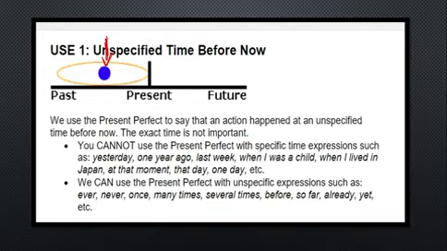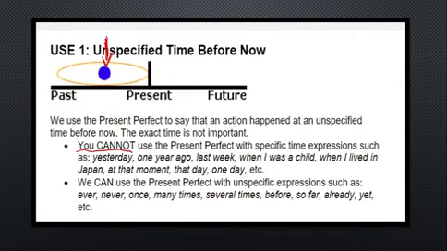Well, we use the present perfect to say that an action happened at an unspecified time before now. The exact time is not important. You cannot use the present perfect with a specific time.